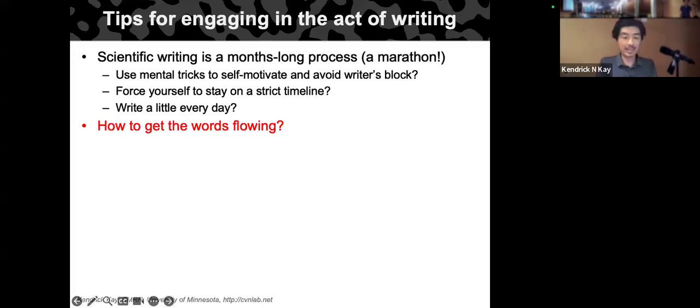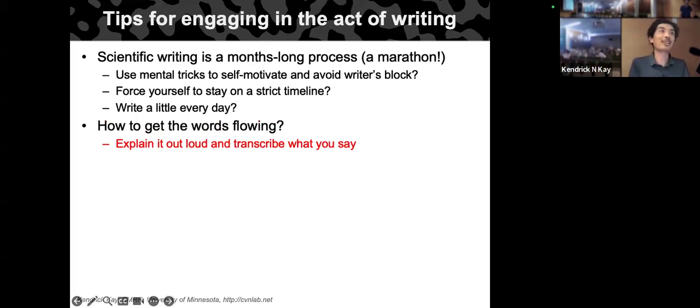Okay, how to get the words flowing. I really like this one, so I will stop here and explain it. We talk a lot more than we write. Therefore, we're very good at talking, hopefully. So talking is a type of writing in some sense. It's a way of communicating information. So if you're good at talking, one trick is just say it out loud and then listen to what you just said and type it. It sounds trivial, but some people don't know that this is a good trick.